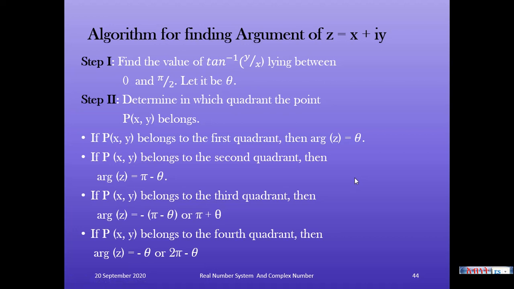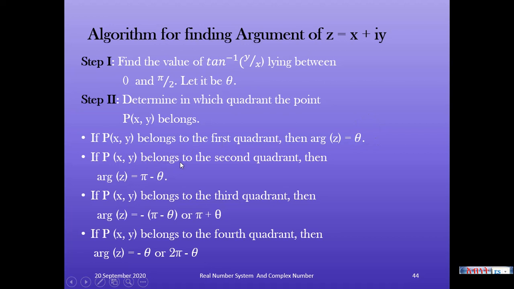But there is an algorithm to find the argument of z equals x plus iy. Step 1: find the value of tan inverse of the absolute value of y over x, lying between 0 and pi over 2. Let it be theta. Step 2: determine in which quadrant the point P(x, y) belongs. First, if P(x, y) belongs to the first quadrant, the argument of z is theta itself.